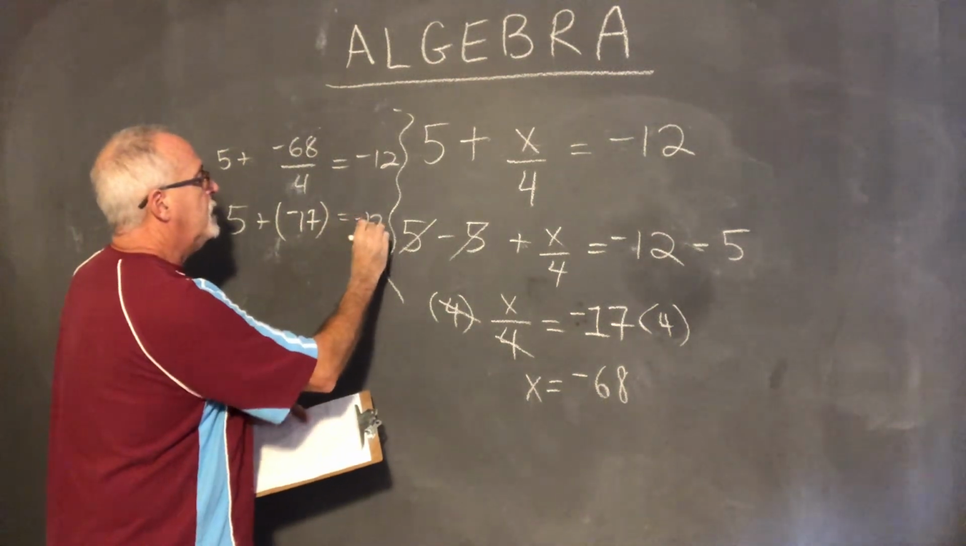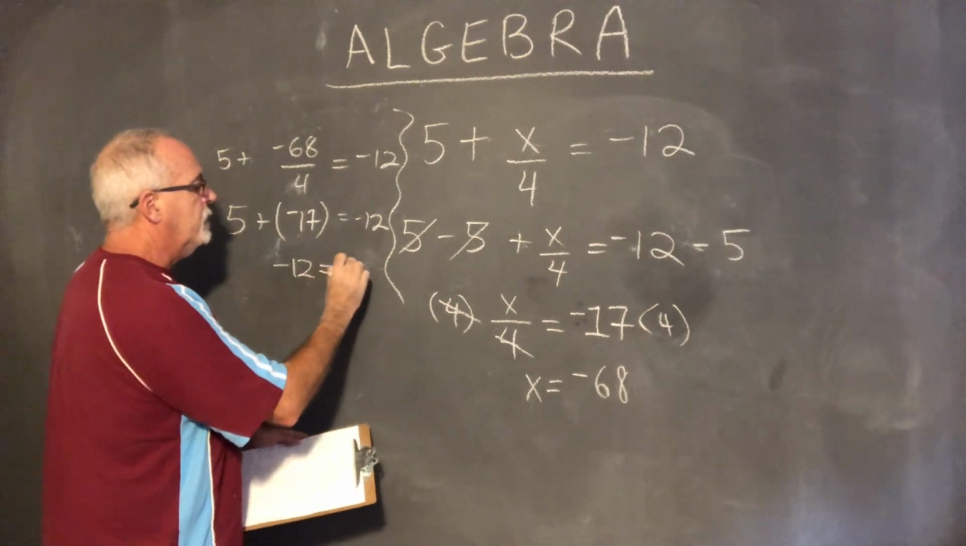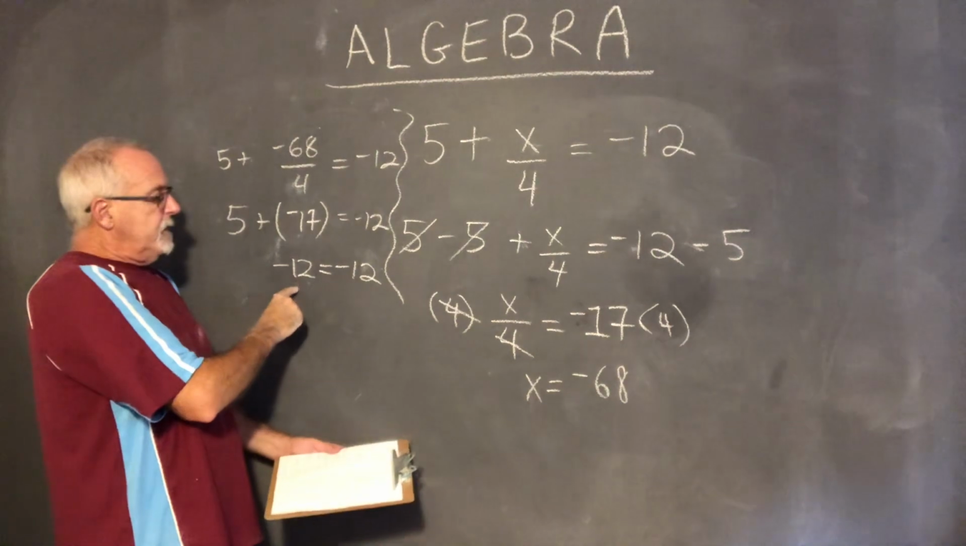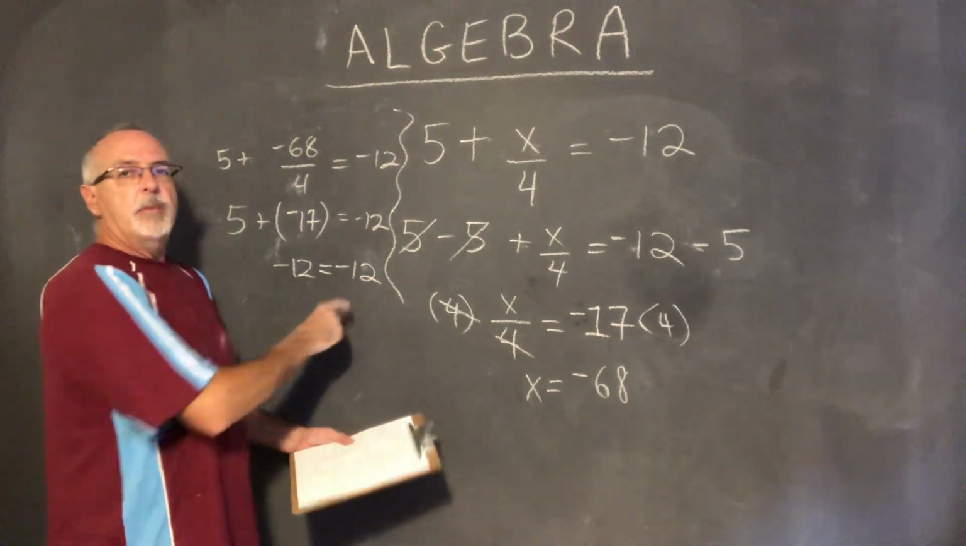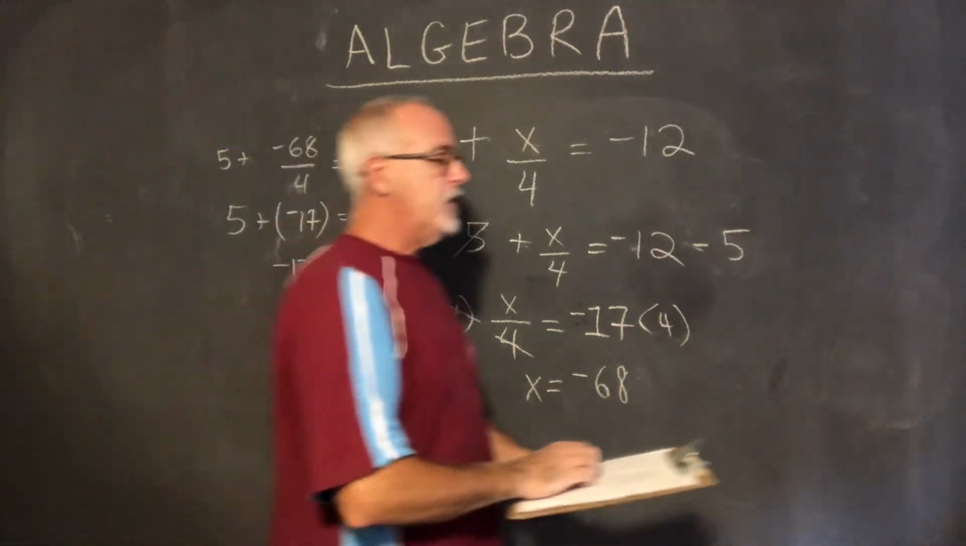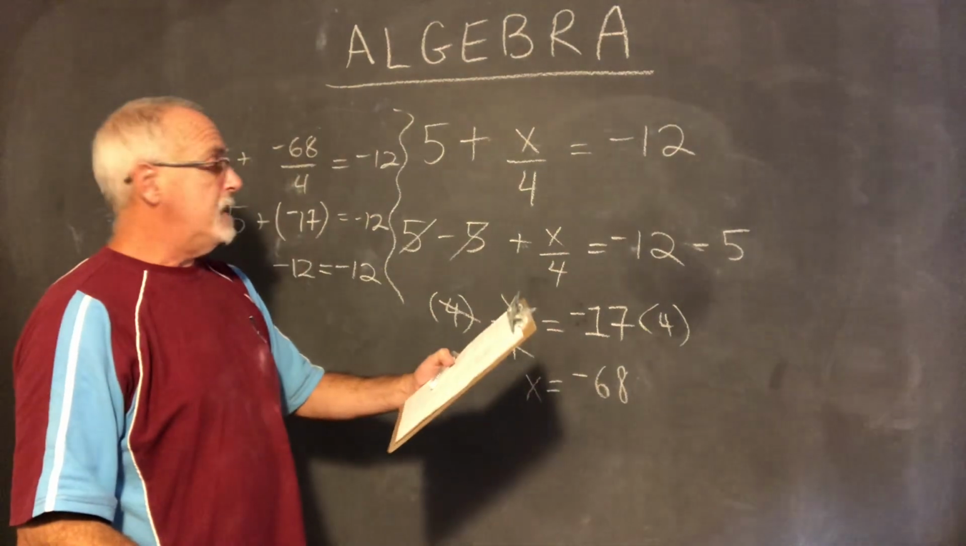equals negative 12. 5 plus negative 17 is negative 12, so we end up with negative 12 equals negative 12. Doesn't matter that it's a weird number like negative 12. When the number on the left is equal to the number on the right, it means you verified. The verification worked. It means that our algebra worked. Negative 68 was indeed the correct answer.